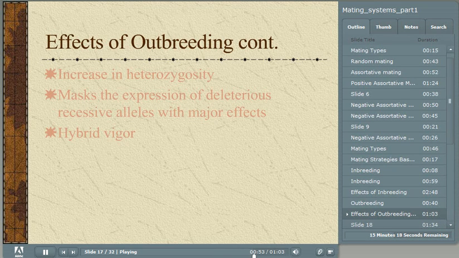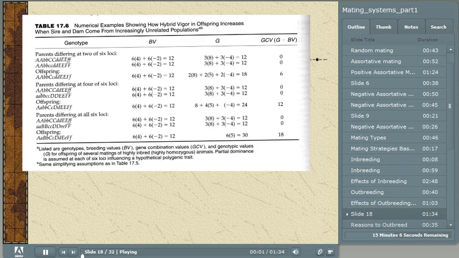And the main reason we talk about outbreeding is for hybrid vigor. We'll talk a little bit about hybrid vigor more here in a few slides, but it's the primary reason we implement crossbreeding systems. So what I've done here is borrow a table from Dr. Rick Borden's textbook, Understanding Animal Breeding. What this illustrates is the concept of hybrid vigor and how it increases when the sire and dam come from increasingly unrelated populations. Now remember, hybrid vigor tends to increase as we increase the proportion of loci in animals where they are heterozygous.